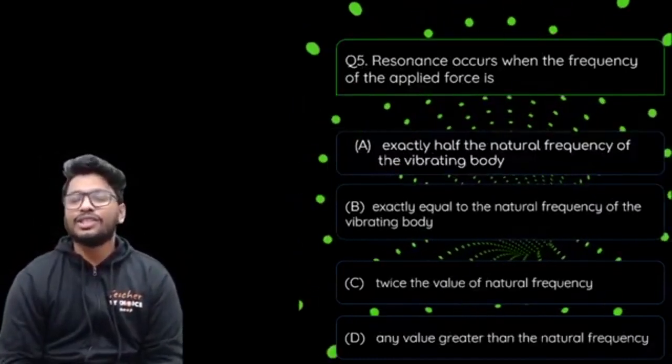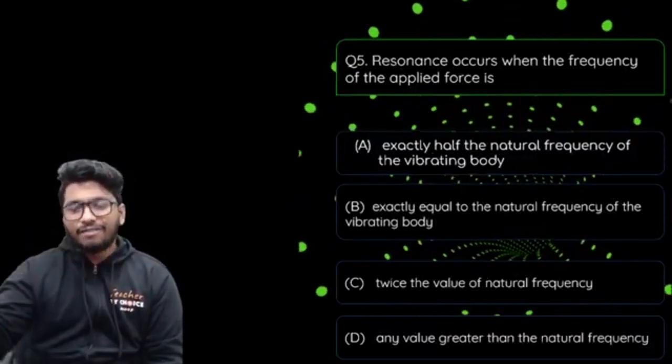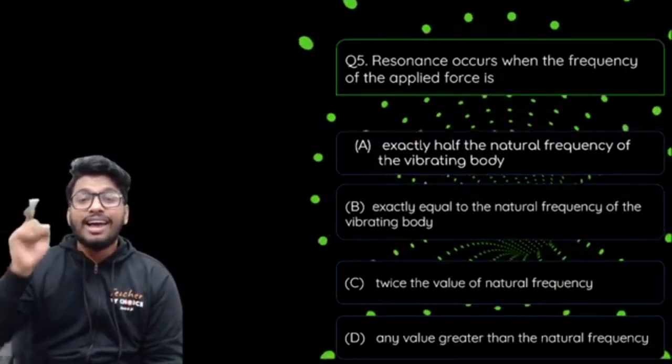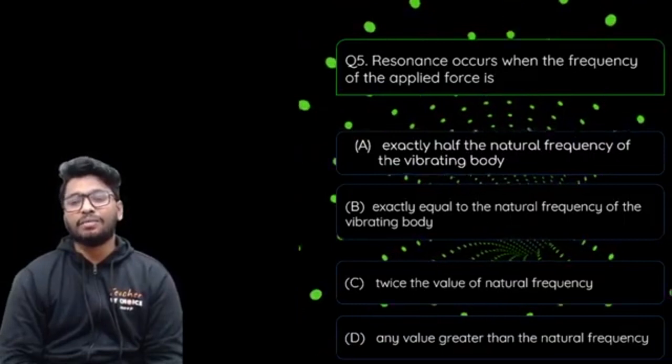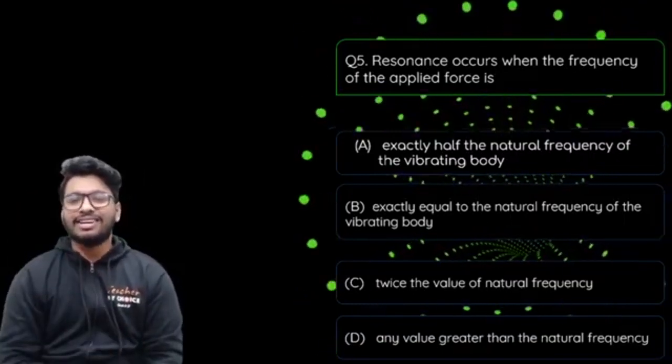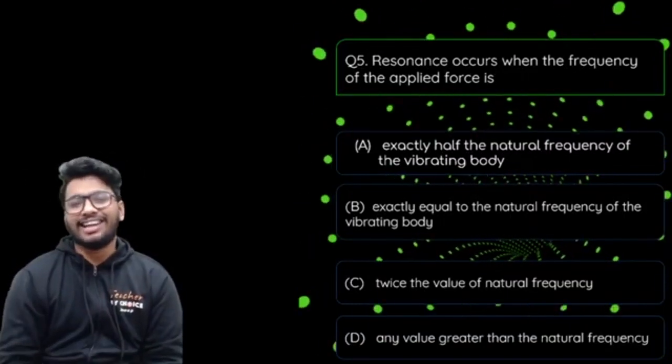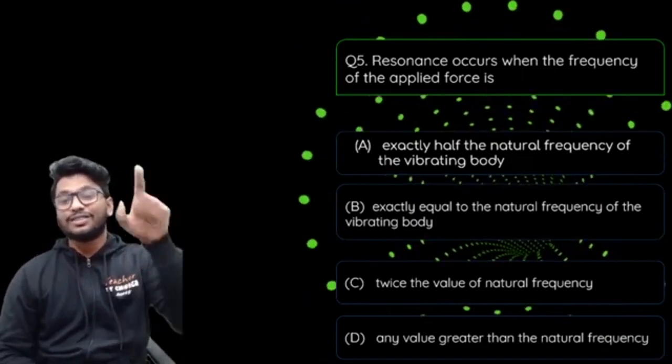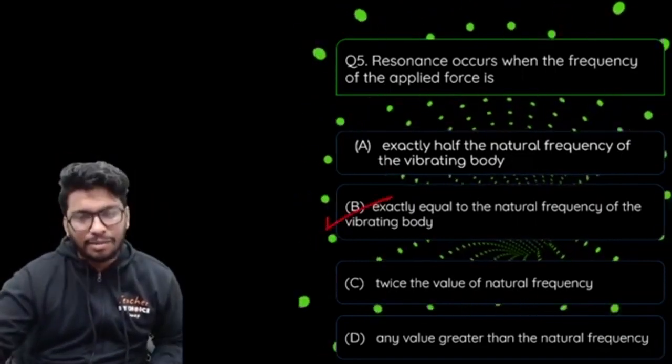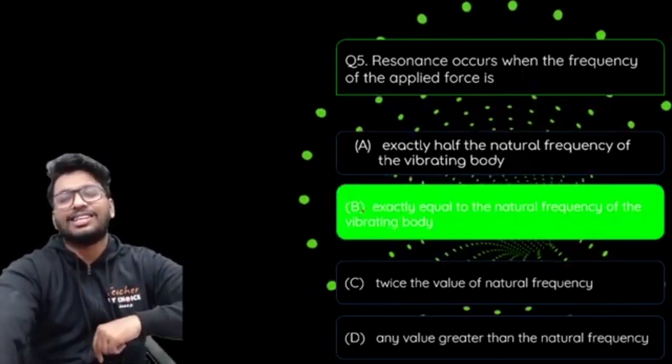Last question. Resonance occurs when the frequency of the applied force is what? Exactly half the natural frequency of the vibrating body, exactly equal to the natural frequency of the vibrating body, twice the value of the natural frequency, or any value greater than the natural frequency. One of the easiest questions. Do not get this wrong. The answer is option number B, people. It's exactly equal to the natural frequency of the body.